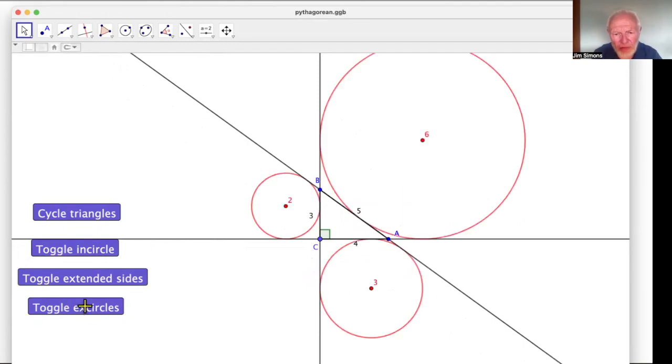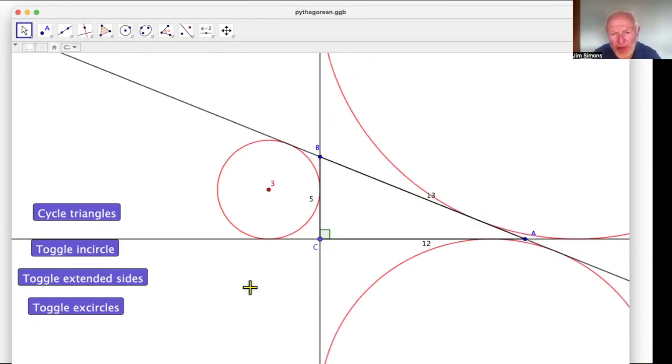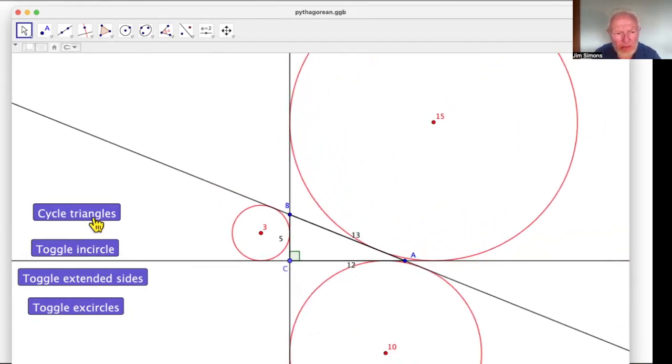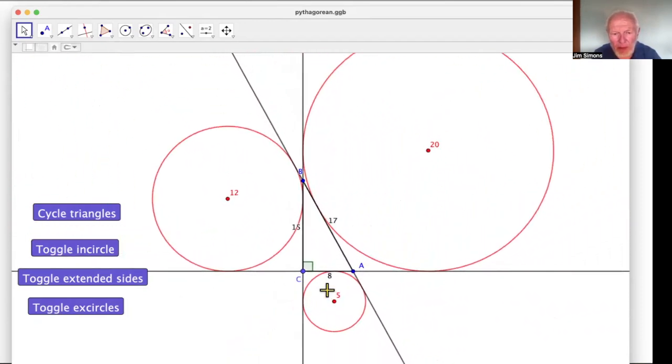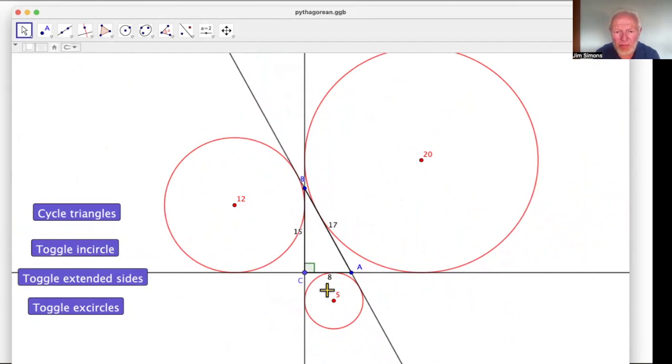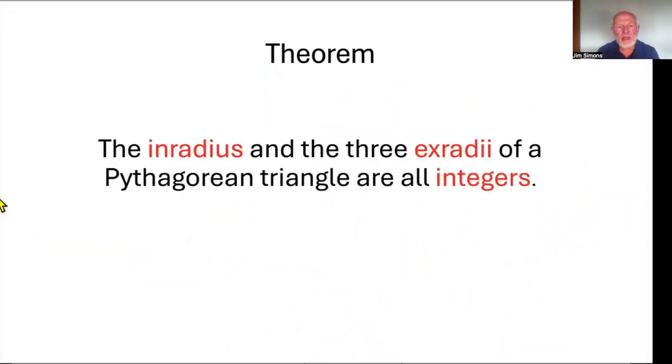And now we put in the ex-circles. And the ex-circles are the circles that touch the sides on the outside. And look, they will have integer radii as well. Not just for the 3, 4, 5 triangle, but for the 5, 12, 13 triangle, for the 8, 15, 17 triangle, and in fact for all Pythagorean triangles. So that's our result. The in radius and the 3 exradii of a Pythagorean triangle are all integers.